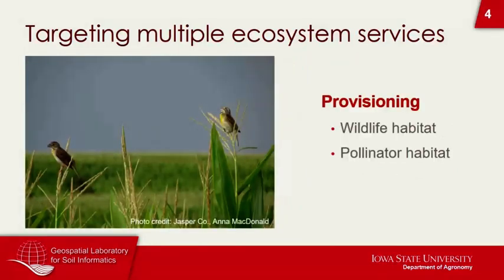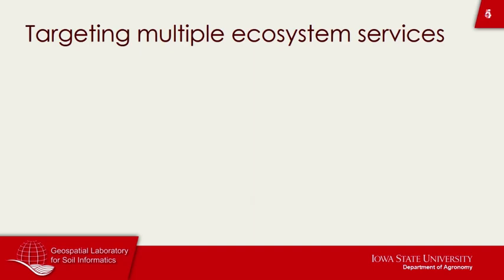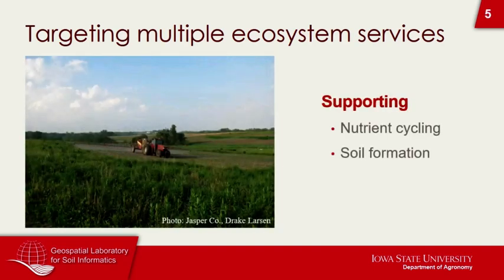The second ecosystem service that is classically spoken about are the provisioning services. These would include wildlife habitat and pollinator habitat. I'll talk a little bit about those later. So I'll hop over into the most interesting part, the supporting services. And those can include nutrient cycling and soil formation.